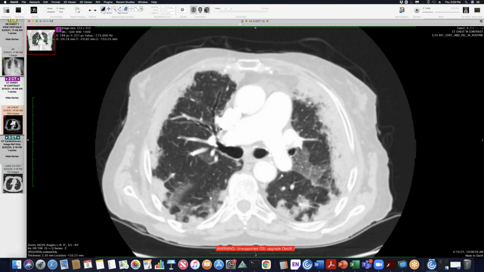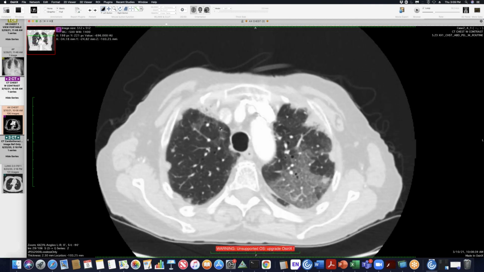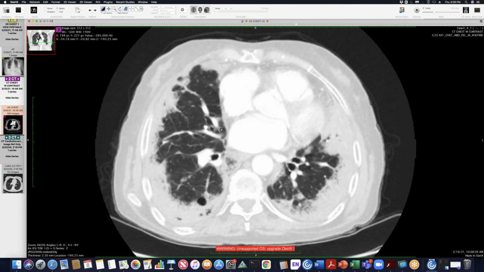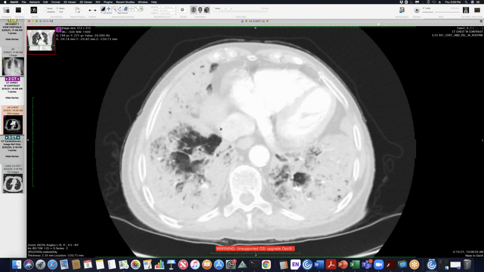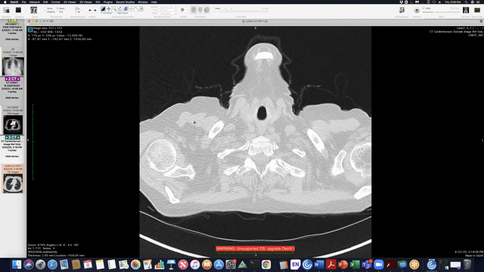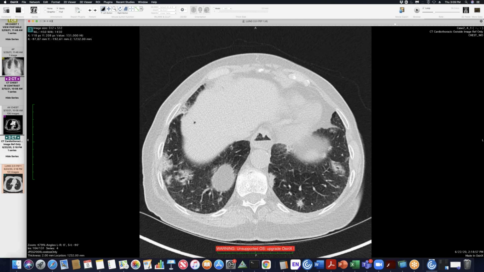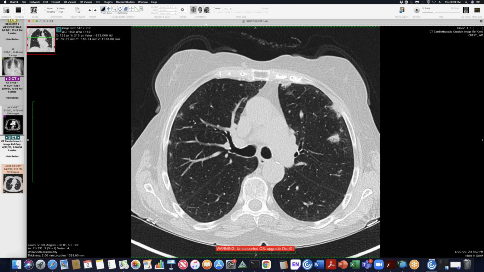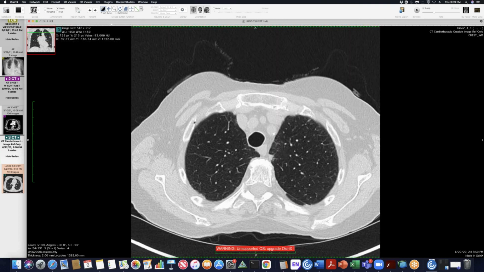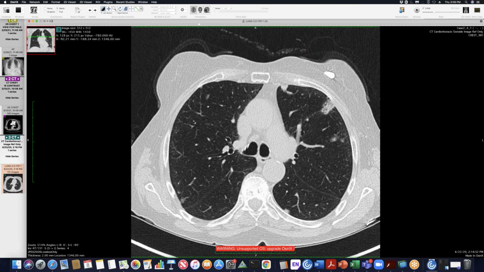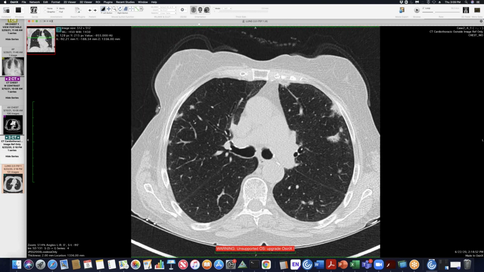So there's this diffuse consolidation. It doesn't really fit the pattern of any of the diffuse lung diseases that we know, or the interstitial lung diseases. But if you look back to the 2020 CT, you'll probably get a better understanding of what this is. So here's a CT from 2020. This is just multifocal lung adenocarcinoma, mucinous and non-mucinous, invasive, with mixed mucinous and non-mucinous features.